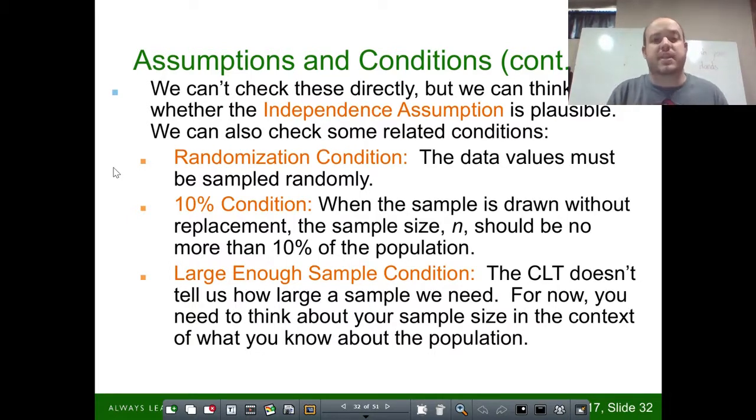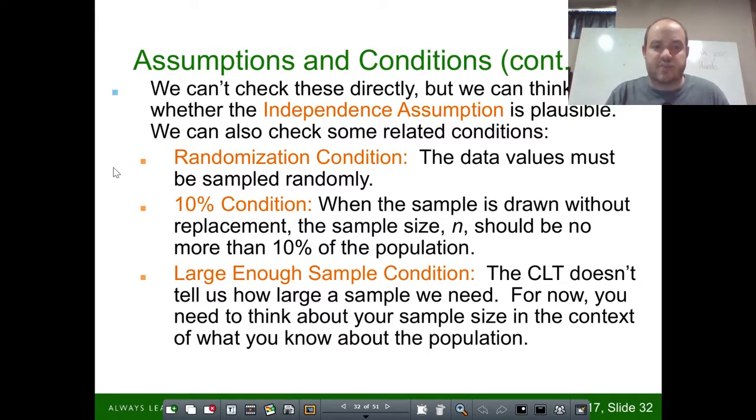All right. 10% condition. When the sample is drawn without replacement, the sample size n should be no larger than 10% of the whole population. Again, when you're dealing with really small populations, this one matters more. But when you're dealing with thousands and thousands of people, you probably will never reach 10% of them in one individual sample. So this one's pretty easy to meet as well when we're dealing with larger populations.